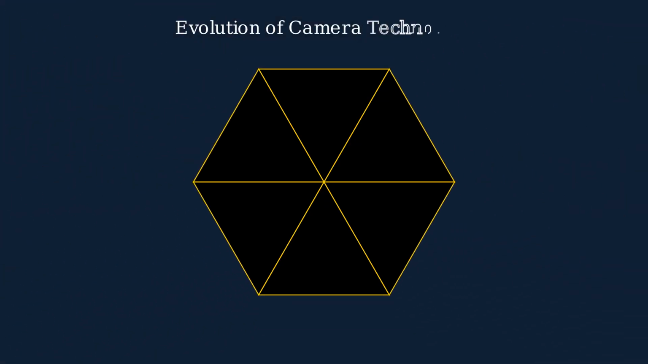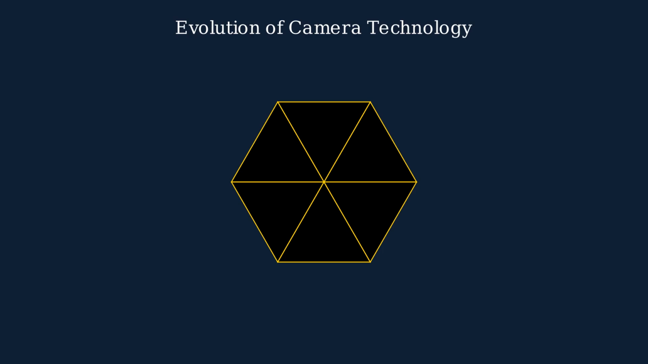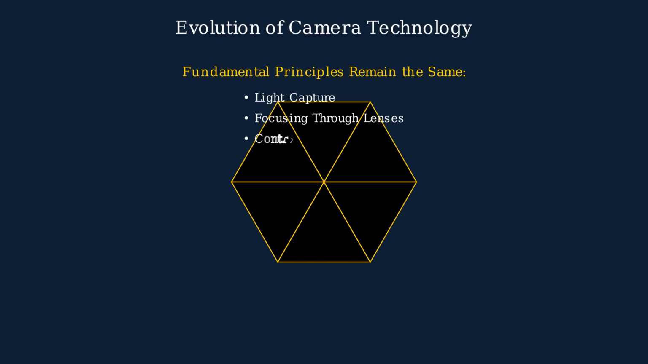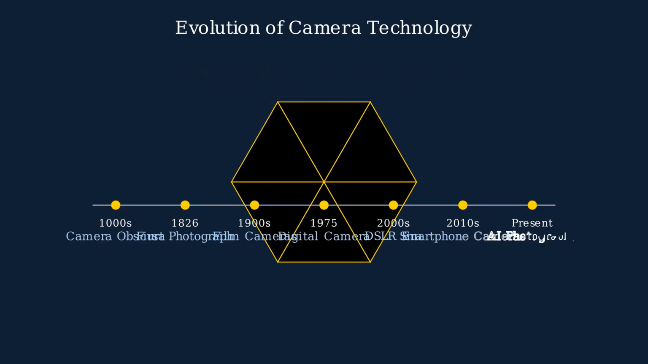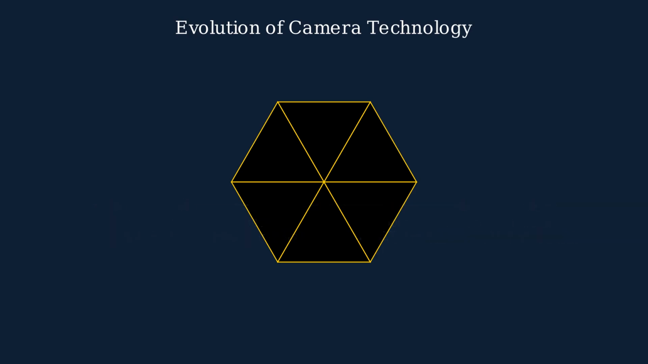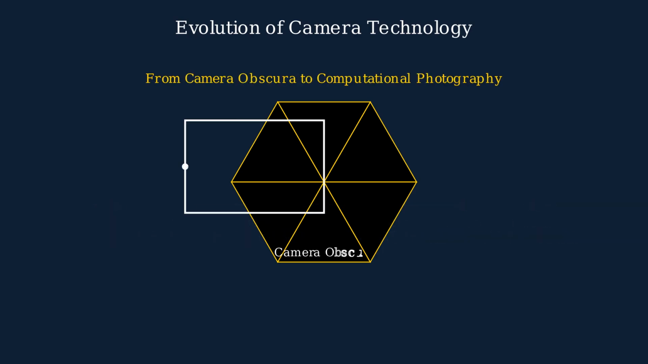Throughout the history of photography, camera technology has evolved tremendously. Yet despite these technological advances, the fundamental principles of photography have remained remarkably consistent. Let's explore how cameras have evolved over time, from the earliest camera obscura to today's AI-powered systems. The camera obscura used the same basic optical principles that today's most advanced cameras still rely on.